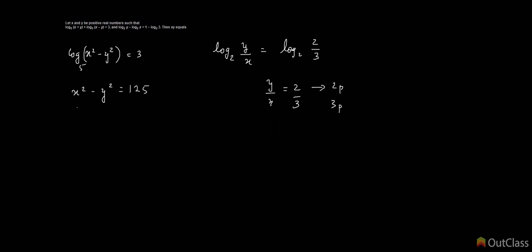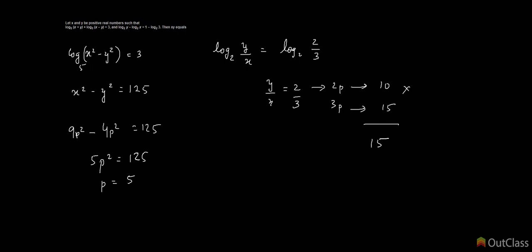So then x square will become 9p square and y square will become 4p square, and the difference is equal to 125. That is 5p square is equal to 125, which gives you p square is equal to 25, p is equal to 5. That means that 2p is 10, 3p is 15. We are being asked about the product xy, which is 10 into 15 is equal to 150. xy is equal to 150, and that is your answer.